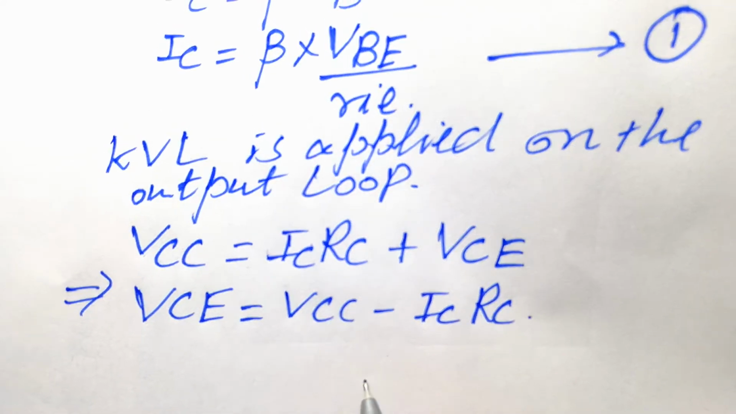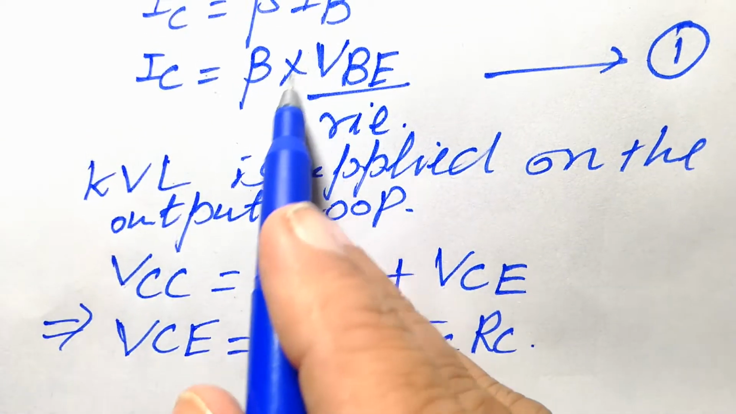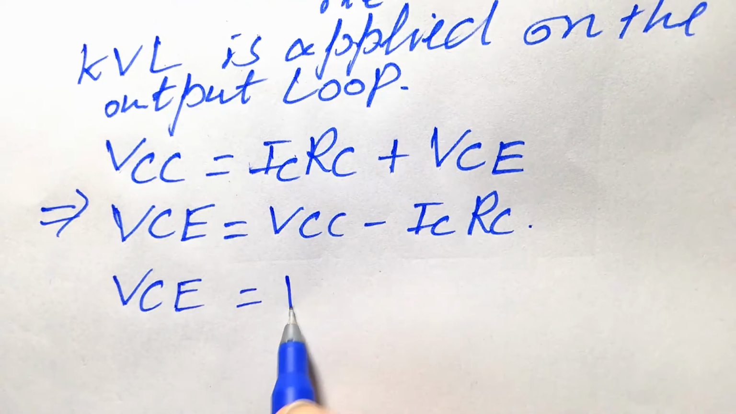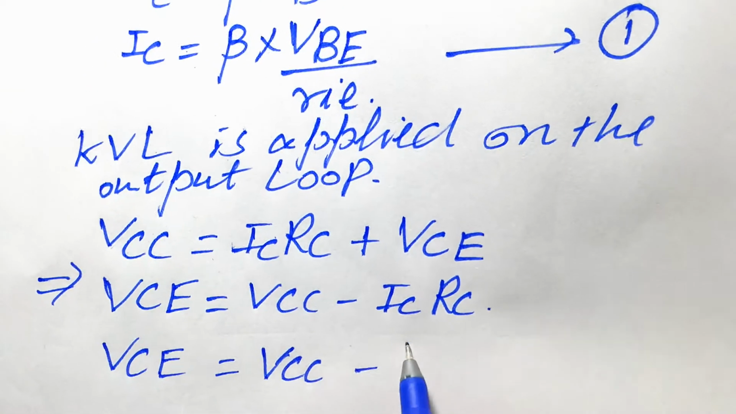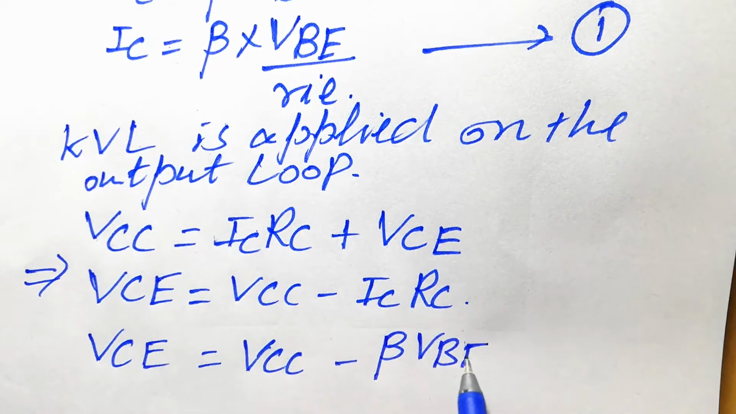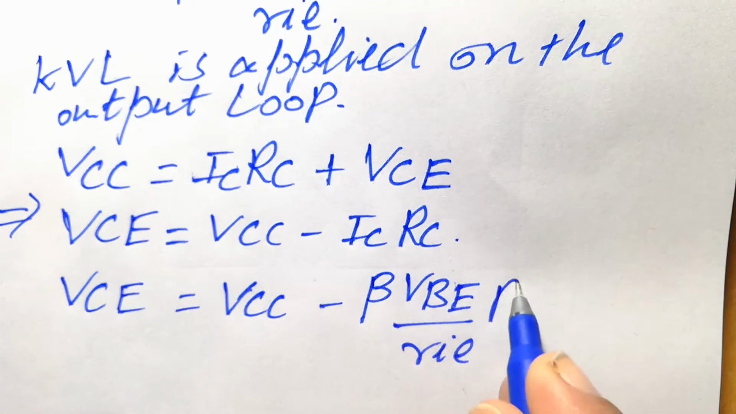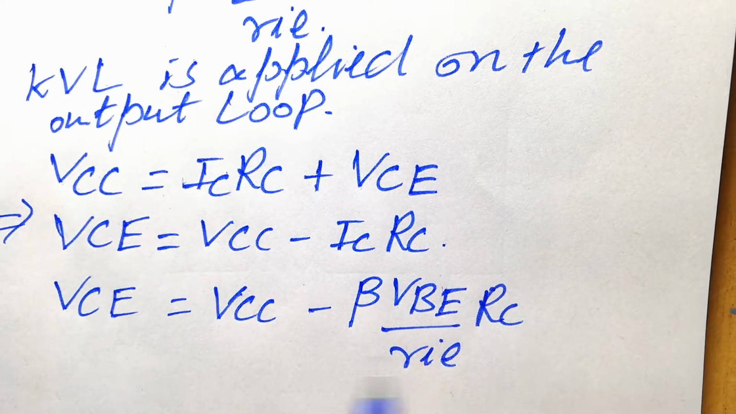So putting the value of IC in that equation. As we have already calculated this value of IC, putting this value, we get VCE equal to VCC minus IC, where IC is beta VBE divided by RIE, into RC. So that is equal to VCE.